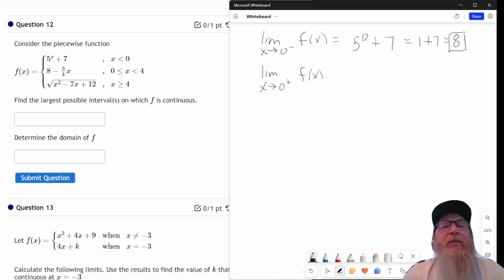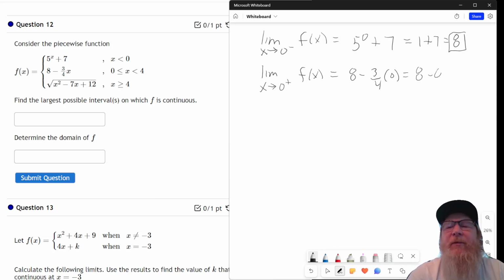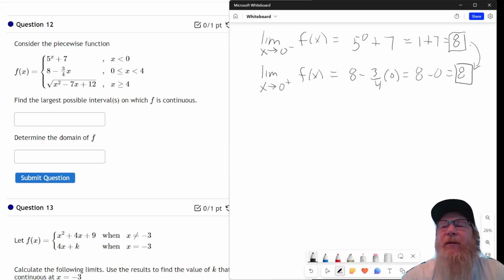X looks like greater than or equal to 0. So we'll use the second piece. We have 8 minus 3/4 times 0, which is clearly 8 minus 0, which is 8. That's pretty good. These agree with each other. And so that means the limit exists, and the limit is, in fact, 8.